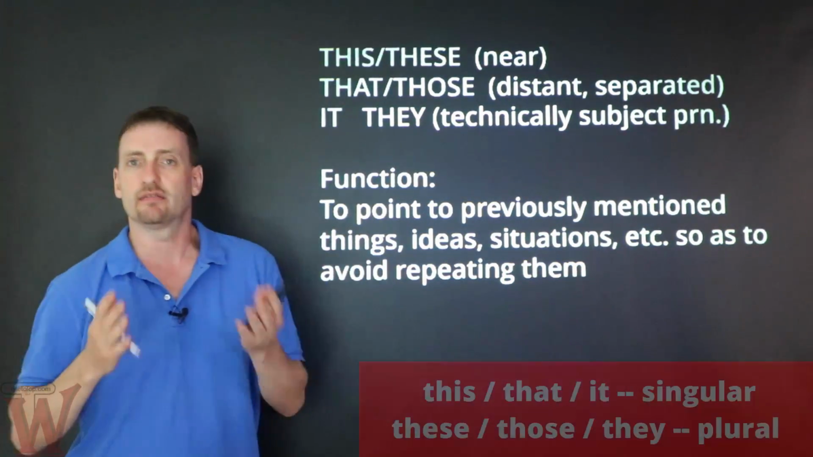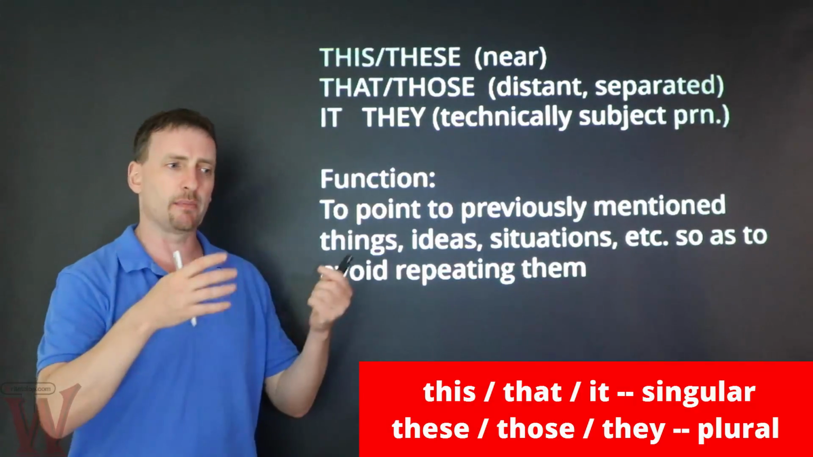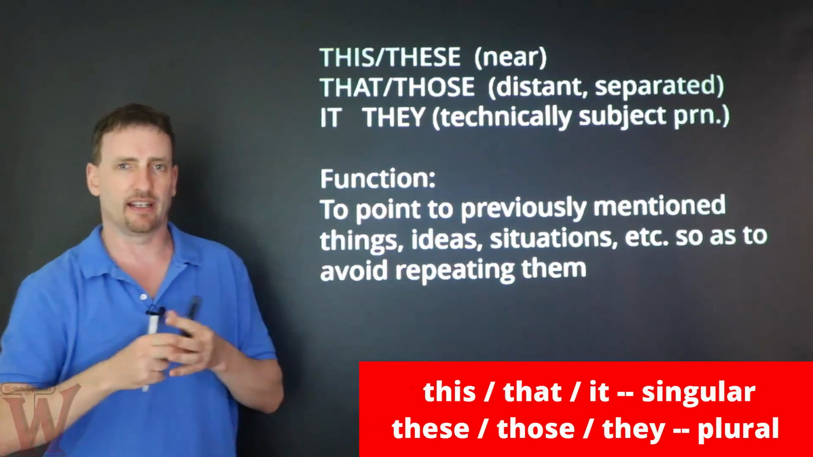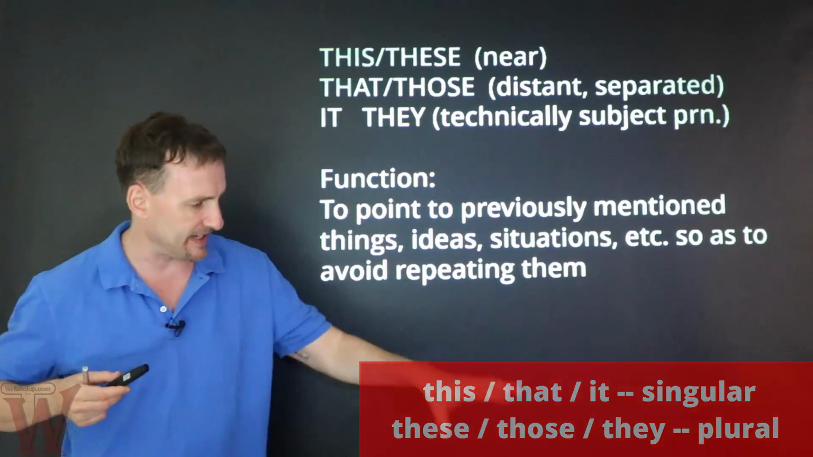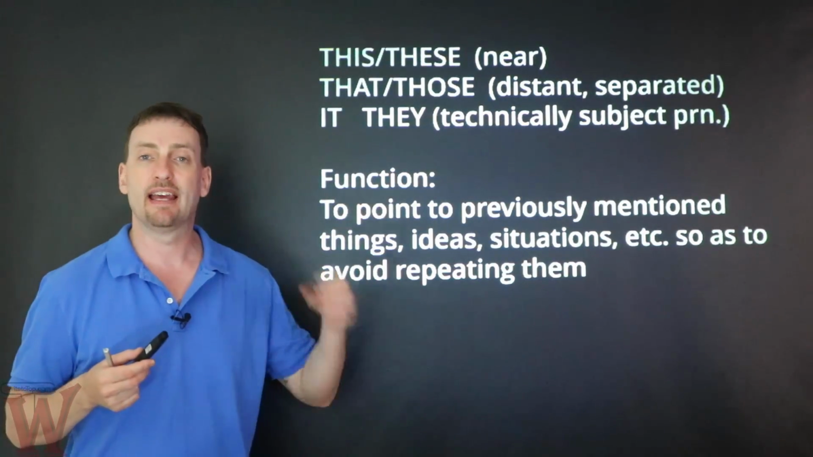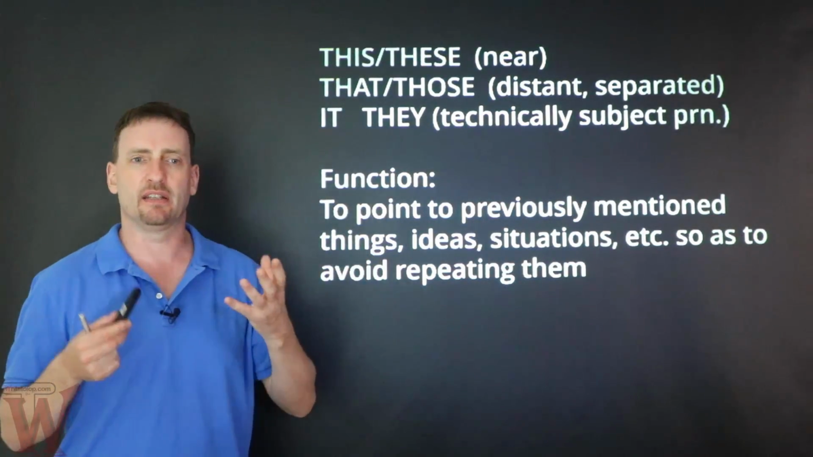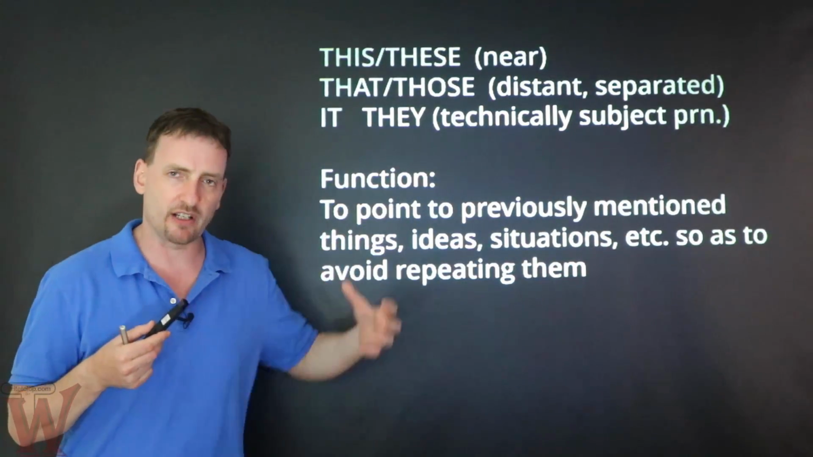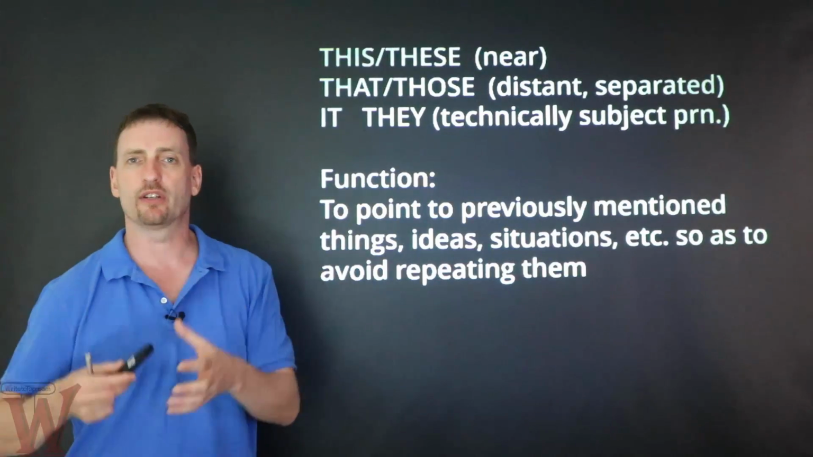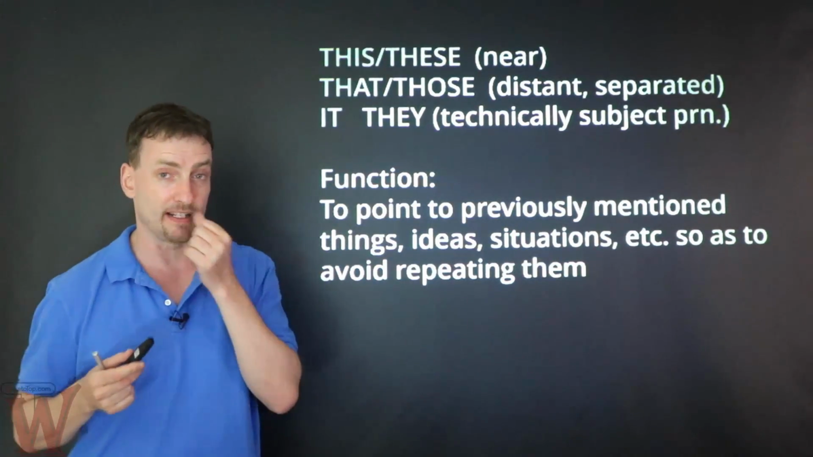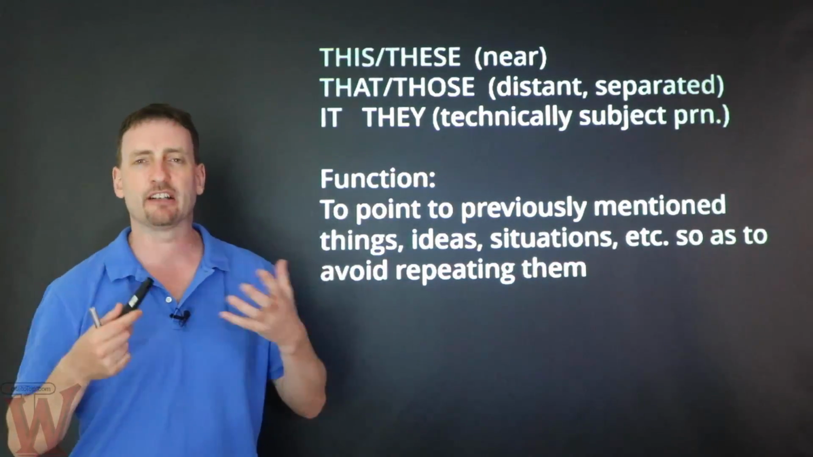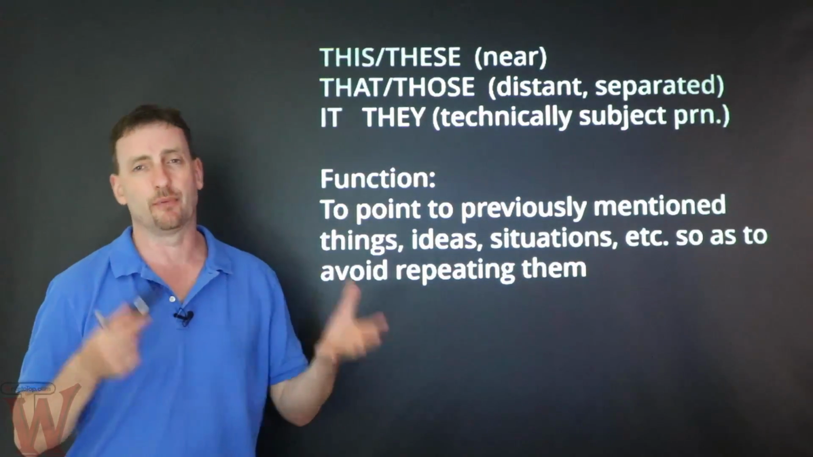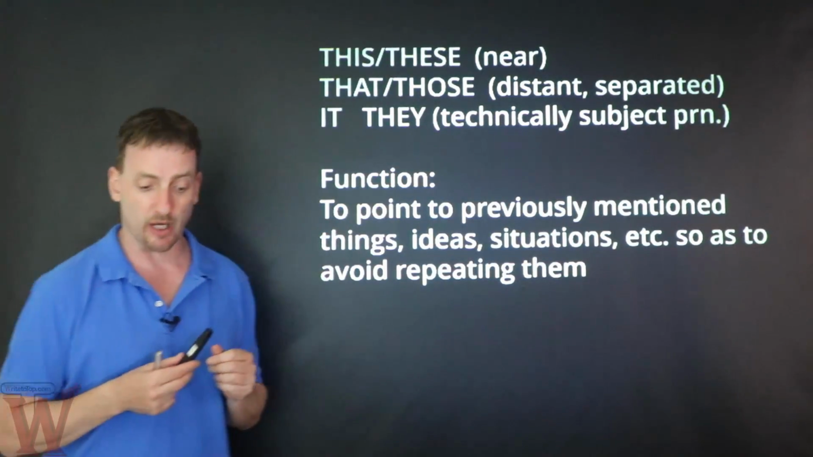This and these, singular and plural, we talk about something that is near. Now, when we're speaking, we can say something is near, we can point to it. In writing, near basically means the previous sentence or something very closely associated with what you're writing in the next sentence, right? It could also be nearness in terms of time. And I'll give you an example of that as well.